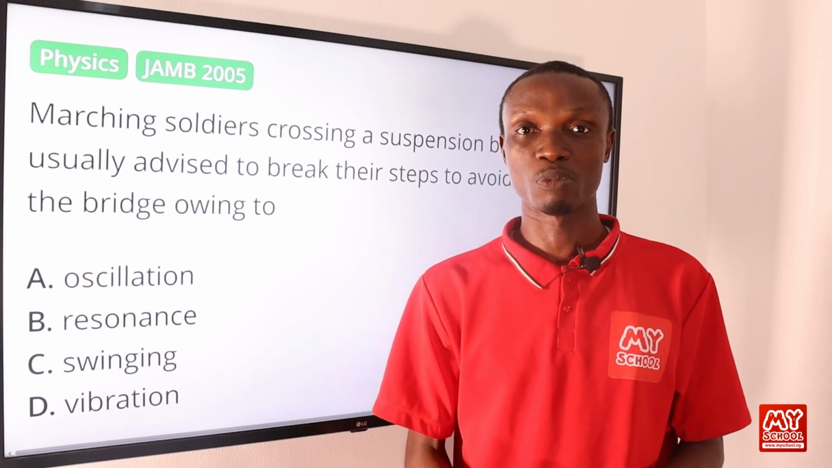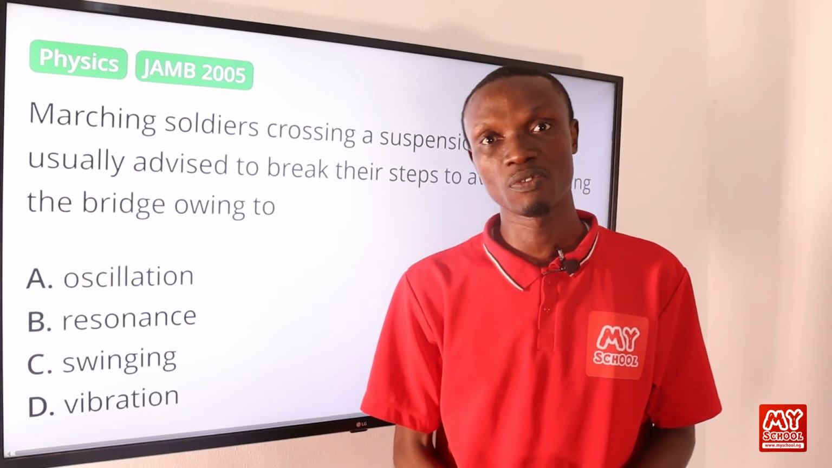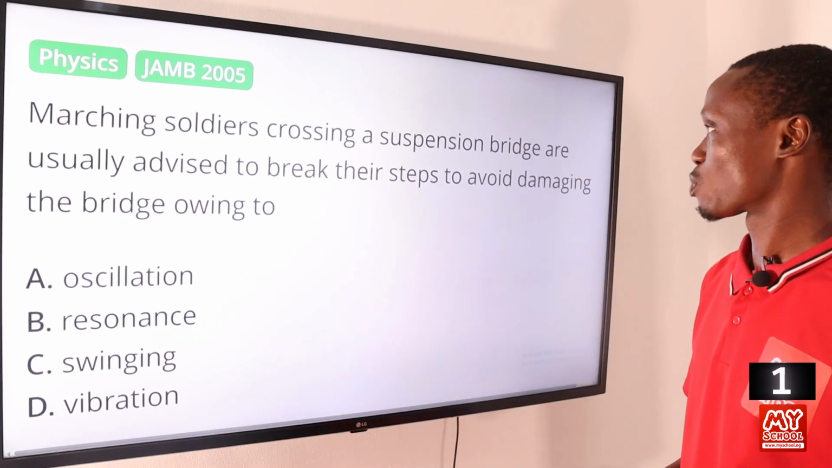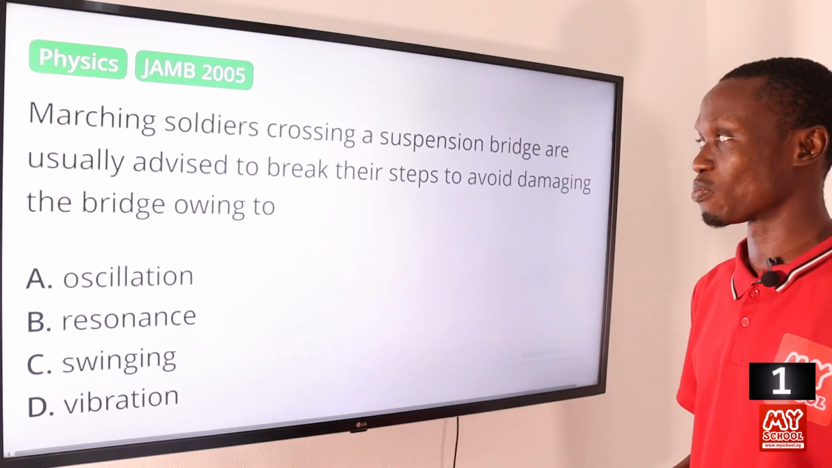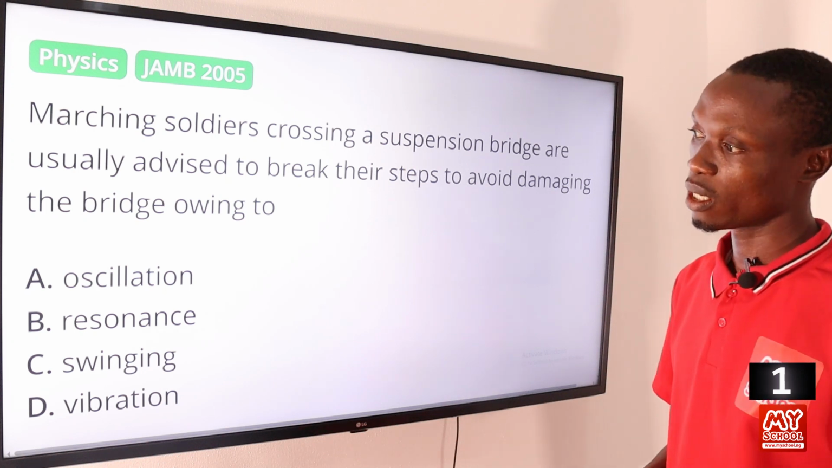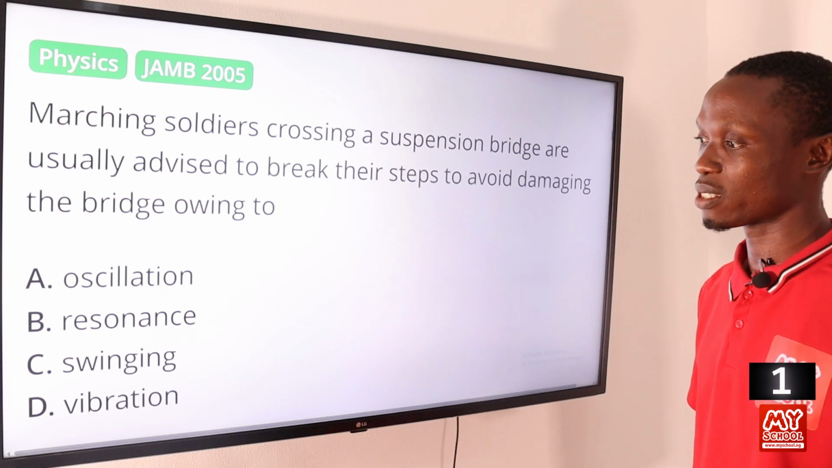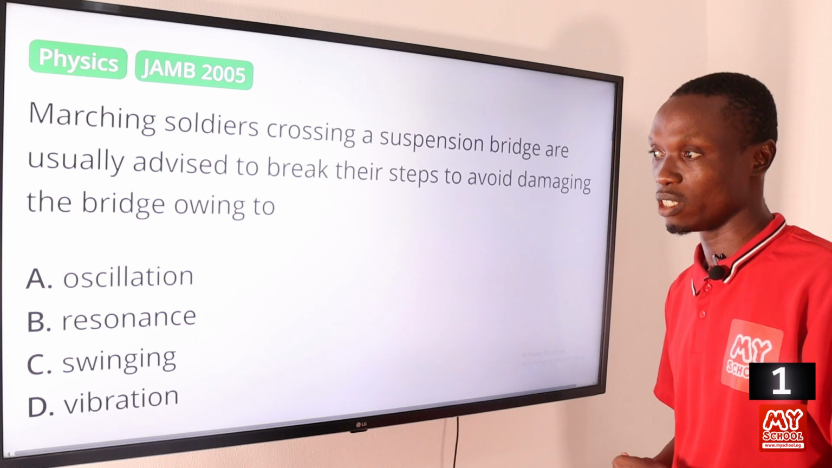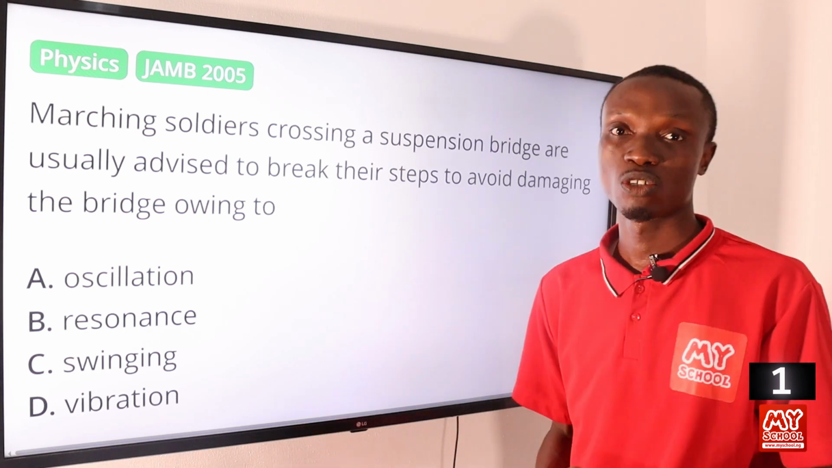In today's video, we shall be answering question 1 to 25. So let's kick off with question 1. Marching soldiers crossing a suspension bridge are usually advised to break their steps to avoid damaging the bridge owing to A. Oscillation, B. Resonance, C. Swinging, and D. Vibration. So the answer to this question is option B, which is resonance.